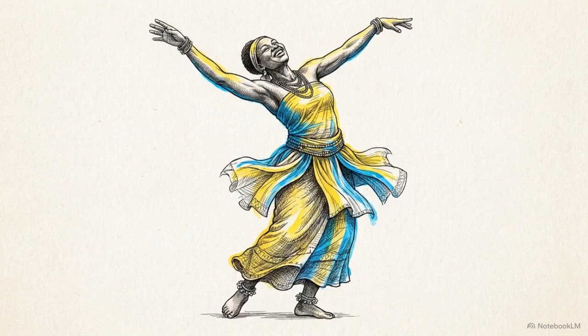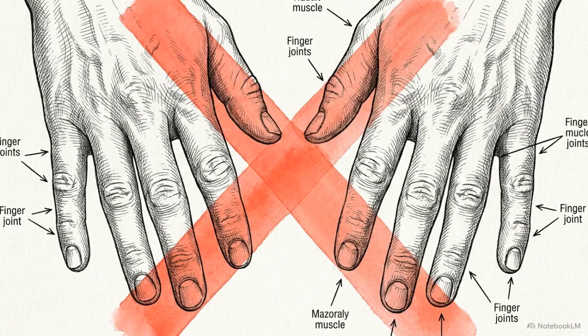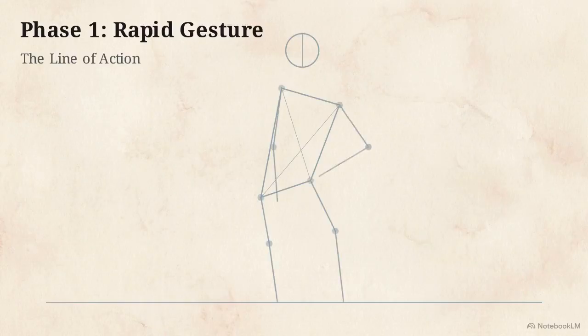Let's put this into practice by deconstructing a single dynamic pose. Here is a sketch of a Ugandan traditional dancer. When faced with complex poses, it is tempting to fall into the detail trap, trying to draw exact outlines or intricate finger positions first. Phase 1 of our 3-stage study avoids that trap by focusing on the line of action.